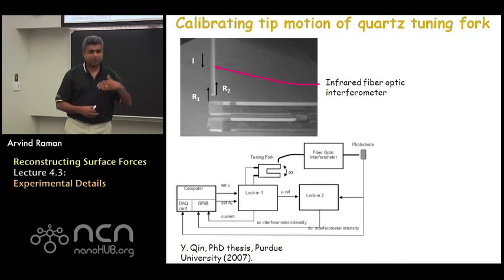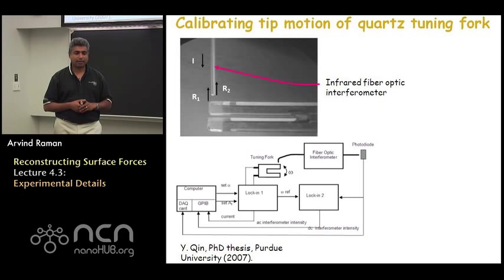Now, if we're going to be reading out the current as our output, we need to calibrate it, because at the end of the day, when we do an approach curve, we're using the Sader-Jarvis formula or the matrix method to get interaction forces. In either case, we need to know what the oscillation amplitude is. So one needs to calibrate the oscillation amplitudes.